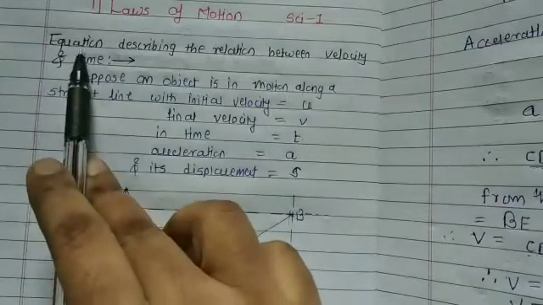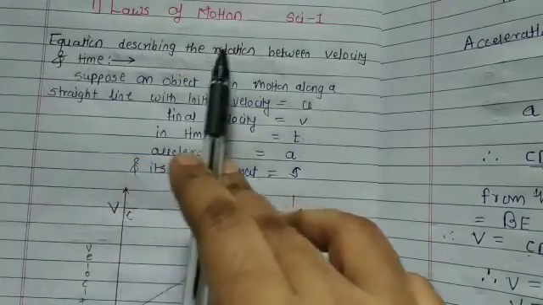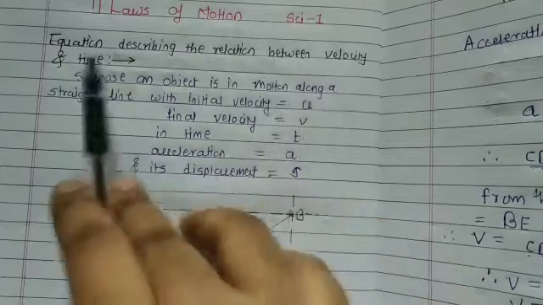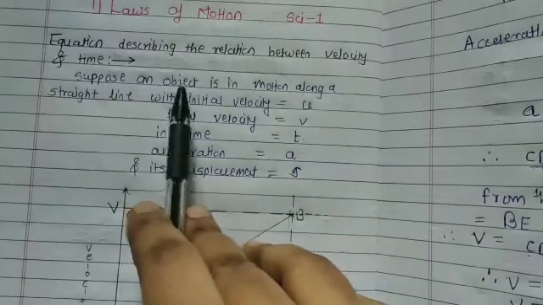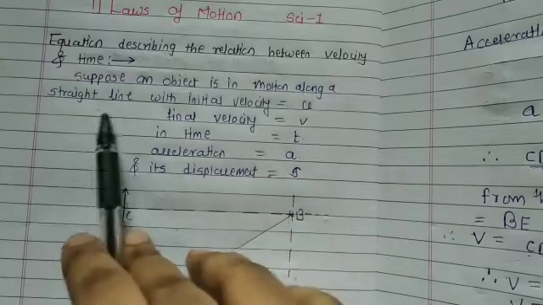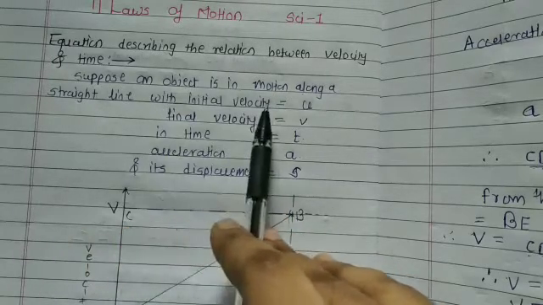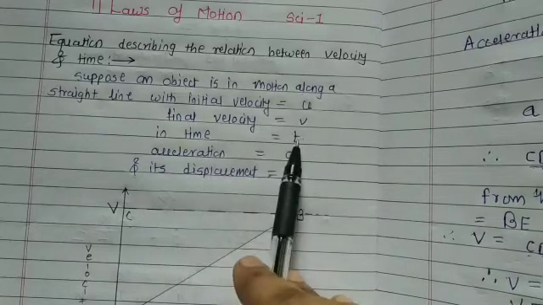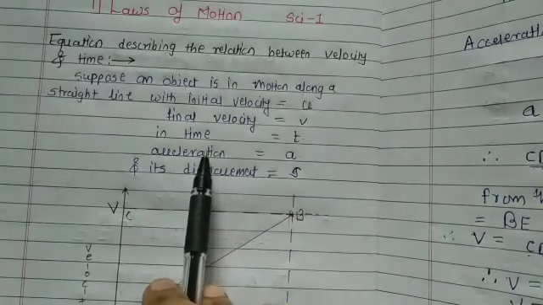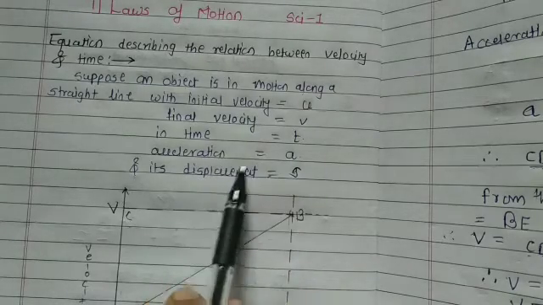Student, today we are going to learn the equation describing the relation between velocity and time. Suppose there is an object in motion along a straight line with initial velocity u, final velocity v, and in time t it covers, with acceleration a, the displacement s.